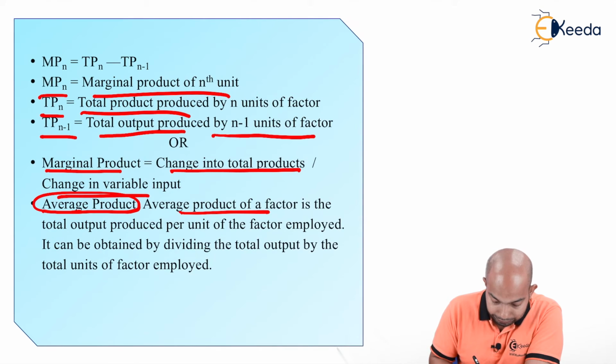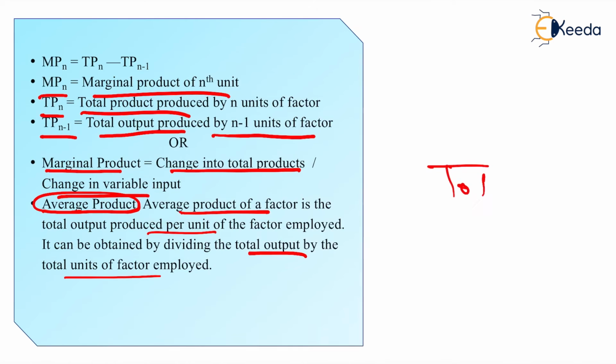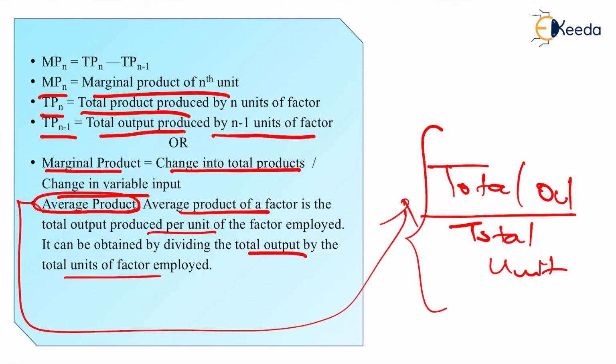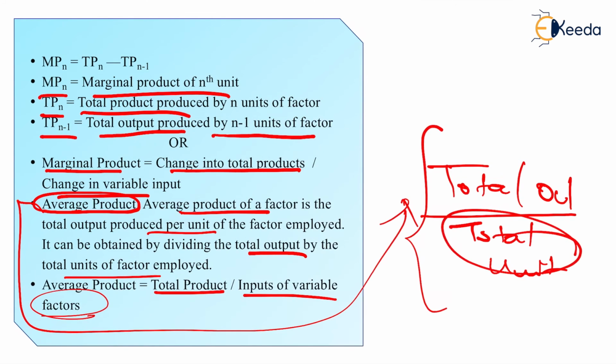Average product of a factor is the total output produced per unit of the factor employed. It can be obtained by dividing the total output by the total units. So total output, if you divide it by total units, this will give you the average product. So this can be derived using this formula. Total output divided by total units will give you the average product here, or rather average output. Now average product is equal to total product upon inputs of variable factors. So total units refers to inputs of variable factors. Whatever inputs you have applied, that is the denominator, and the numerator will be the total product here.